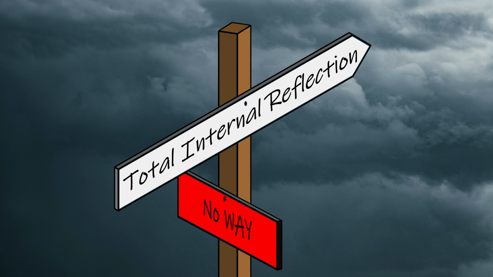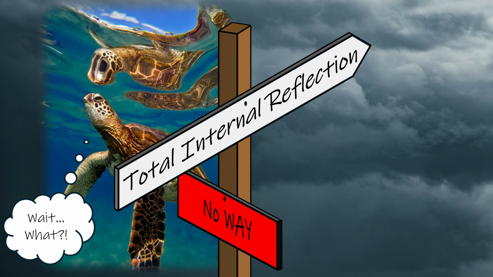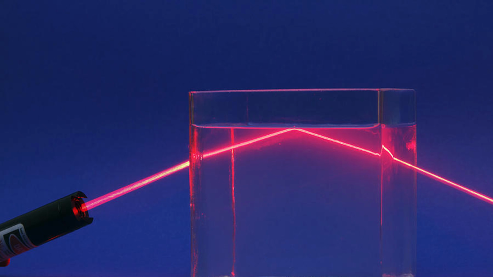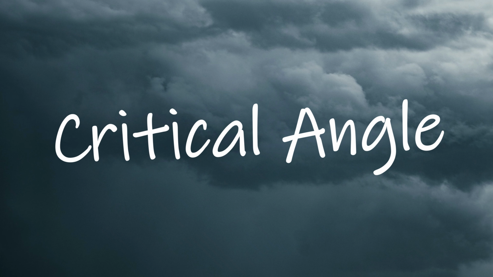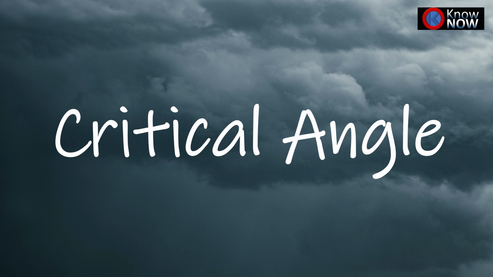To understand how this works, we need to first understand the concept of total internal reflection. This is a phenomenon where light traveling from a denser to a less dense medium, like glass to air, reflects completely back into the original medium instead of refracting or bending out, occurring when the light hits the boundary at an angle greater than the critical angle. What's that? Critical angle? Let's explain.